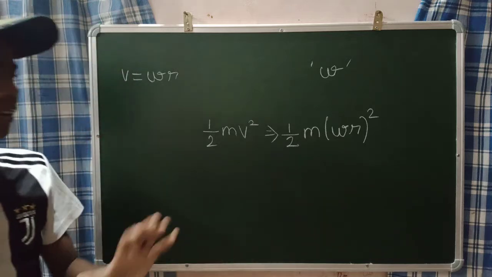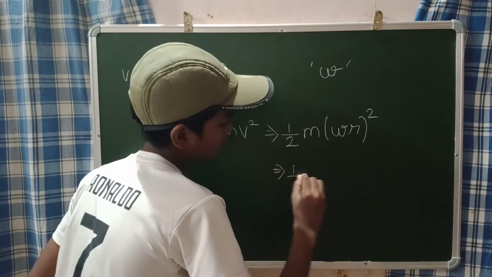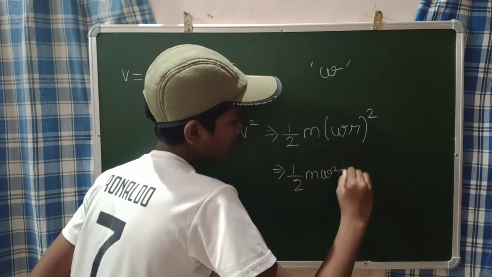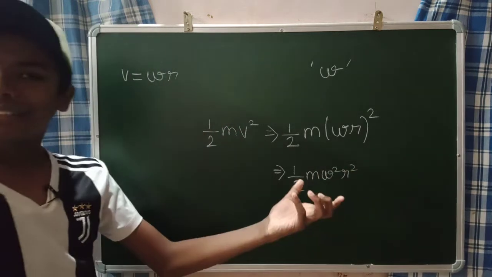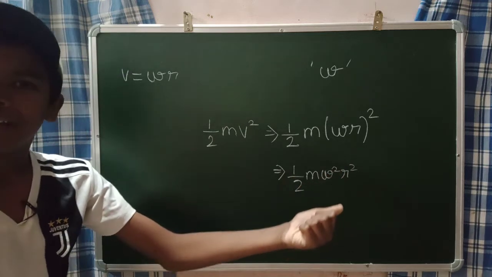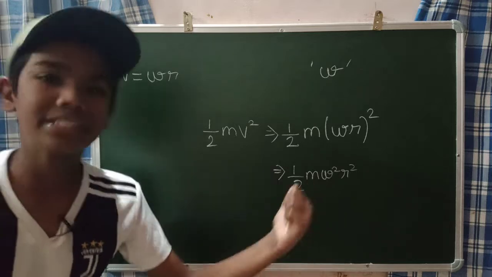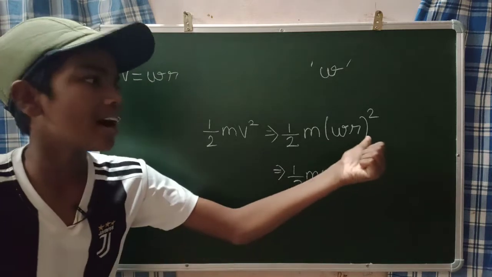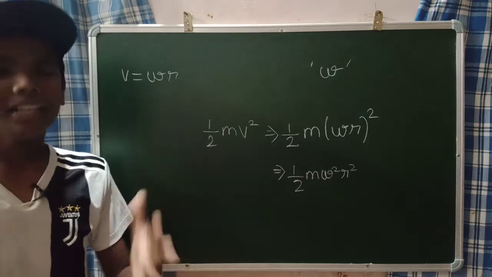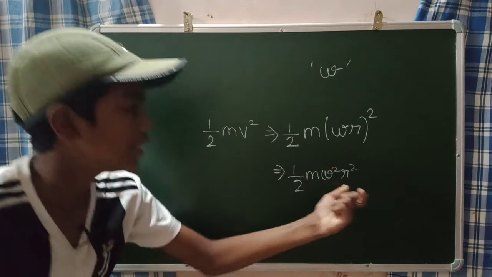Now, what is this term, guys? This term is nothing but half into m into omega square into r square, because omega r whole square is nothing but omega square into r square. Even a class 6 student can say this. Simple things. So this can be written as half into m into omega square into r square.